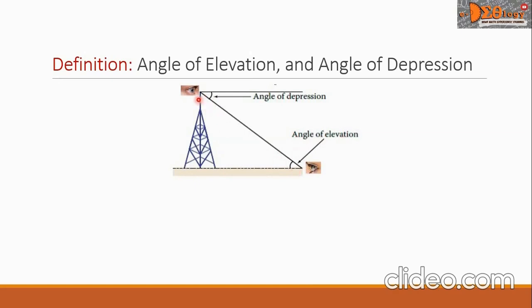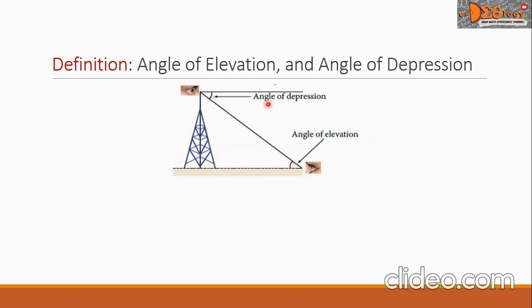Meanwhile, that person on top of the tower will look down and see the person on the ground. Upon looking, he is making an angle of depression. Take note, this angle here is the angle of elevation, and the angle here is the angle of depression.